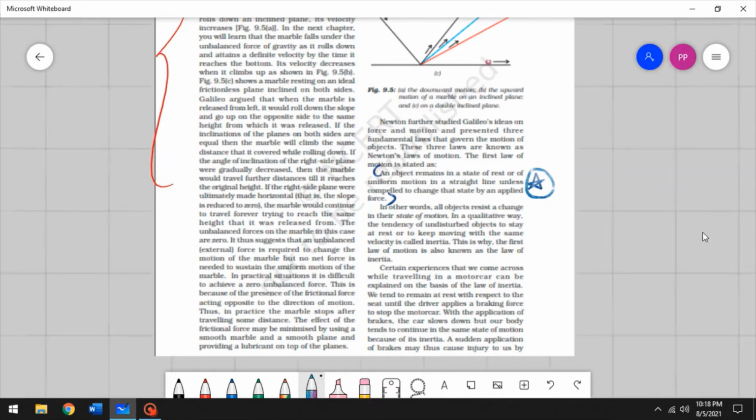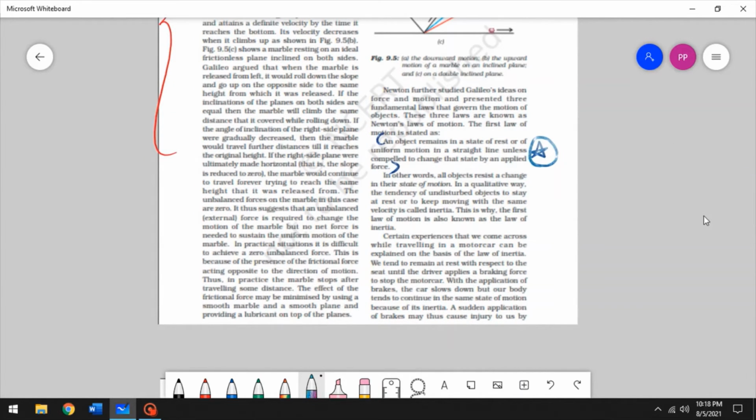In other words, all objects resist a change in their state of motion. Unless there is an external unbalanced force, they will not change their state of motion, whether it's rest or motion. They're both states of motion, right? No motion is rest, and no motion is a state of motion. So rest and motion are states of motion, and all objects resist a change in their state of motion unless there is an unbalanced external force.